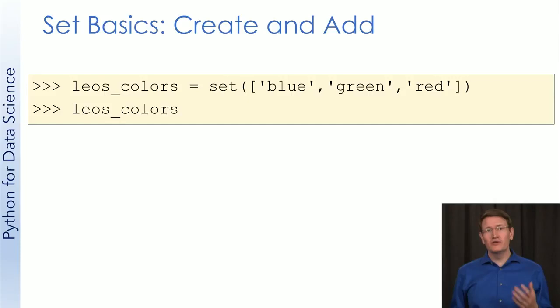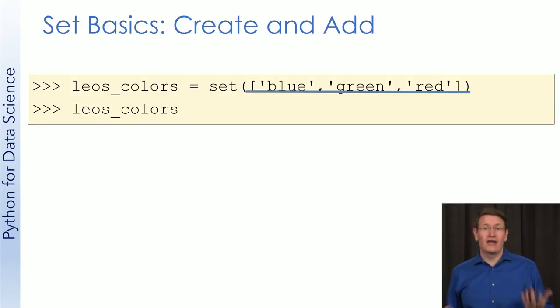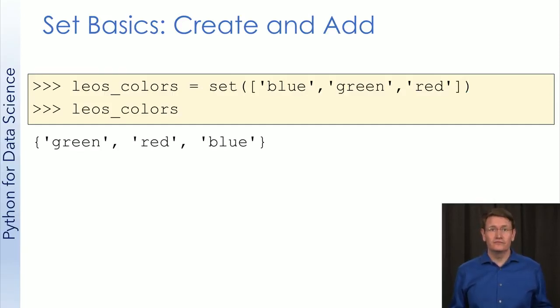We can create sets by using the keyword set, and then pass as an argument to set a list of the values that we want to have in the set. Here we're passing a list of my favorite colors. This will produce the set of colors. Notice that the set we got back is in a different order than the list that we provided. Again, sets are unordered, so this is completely okay.